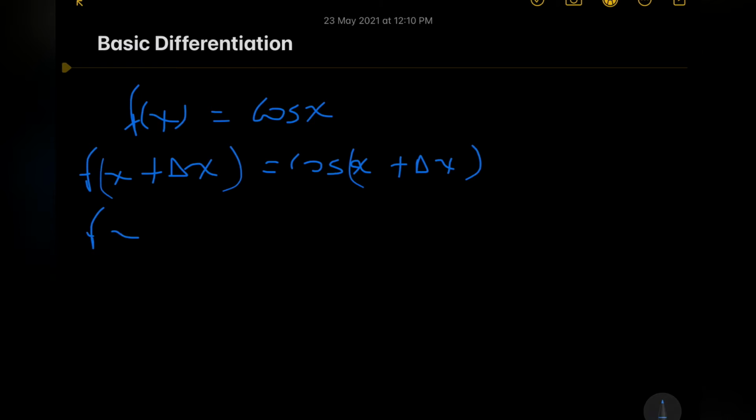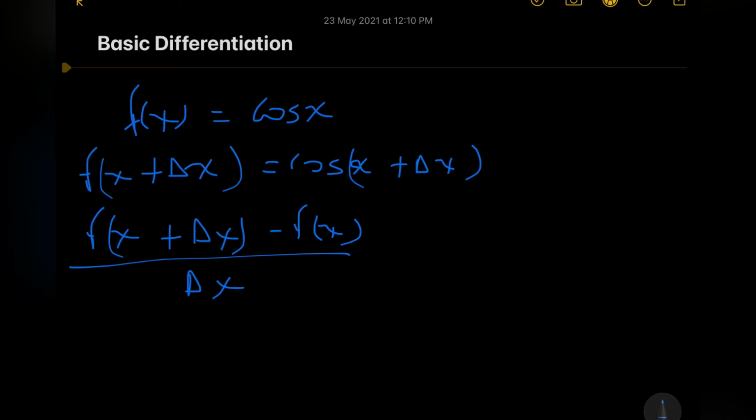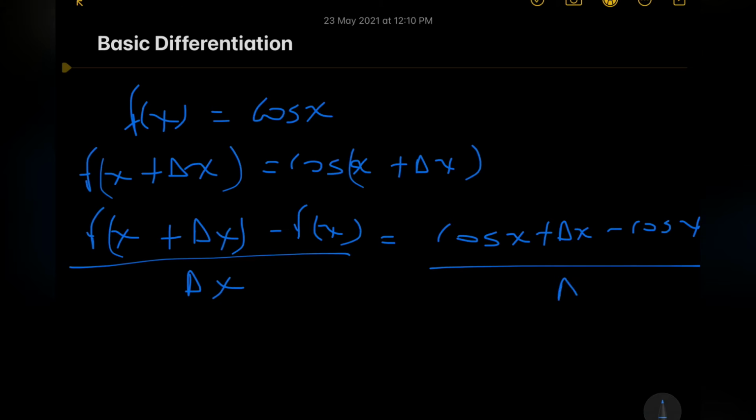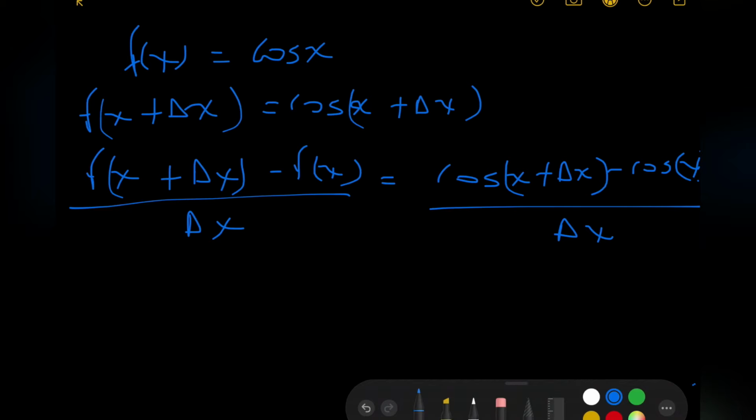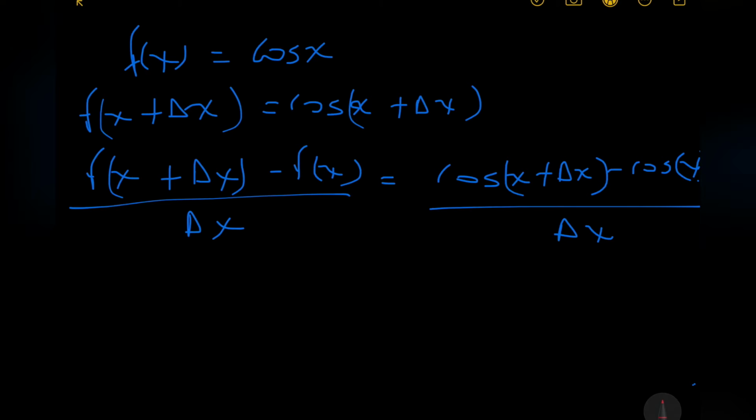So we have f of x plus delta x minus f of x, all of this over the small change in x. So we'd have cos of x plus delta x minus cos x, and we divide all of that by delta x. Now we want to simplify what's in our numerator.